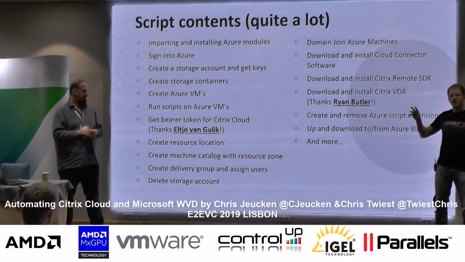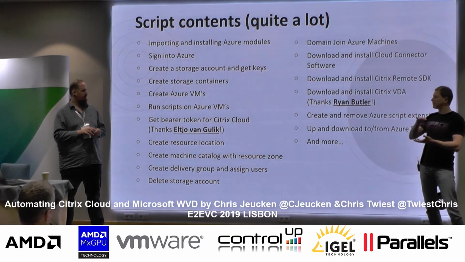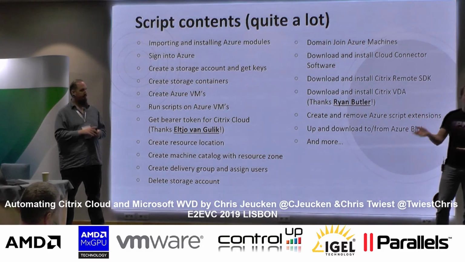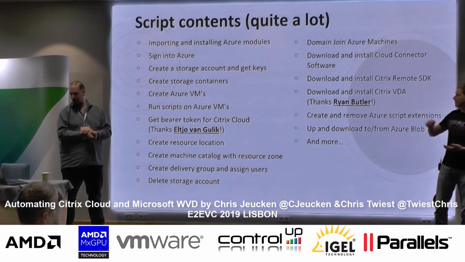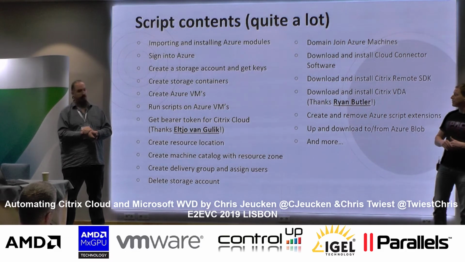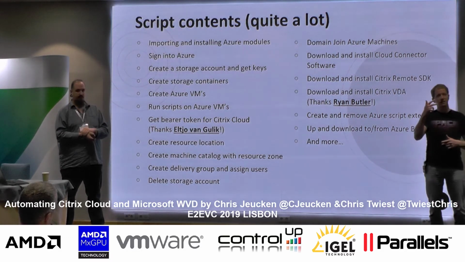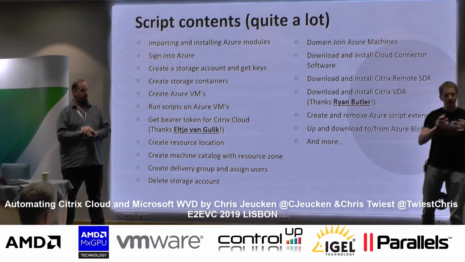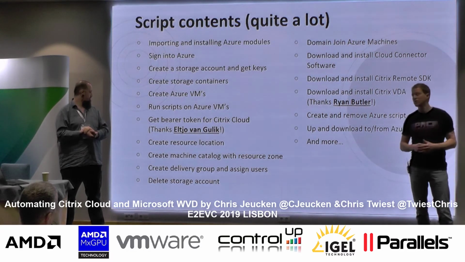Yeah, so what it actually does, it downloads, for example, the VDA, it downloads it to the machine and then uploads it to the storage blob. But it removes it after that. Then the bearer token you need for Citrix Cloud. So you use the three variables you mentioned to get a bearer token, and then you use the bearer token to talk to Citrix Cloud.